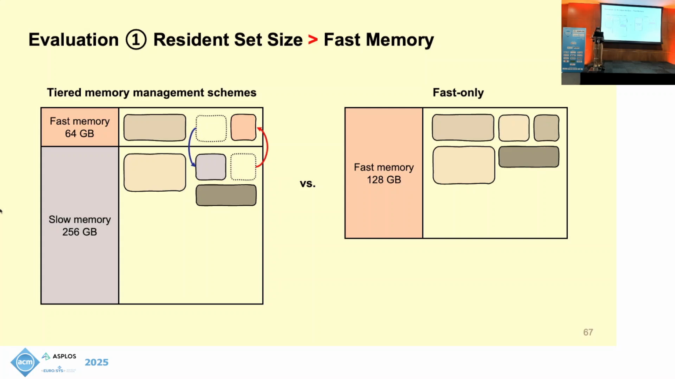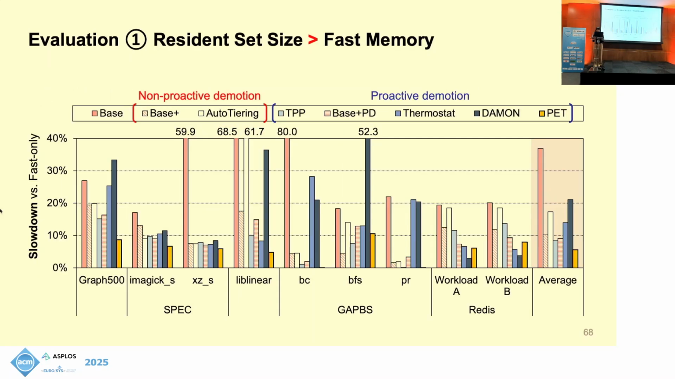We first evaluate the case when the aggregate resident set size is larger than the fast memory capacity. We tuned the benchmarks to have a resident set size of 1.5 times as much as the fast memory capacity and compared the execution time of tiered memory management schemes with that of the fast-only configuration. This graph shows the slowdown compared to the fast-only configuration, where lower values indicate better performance.